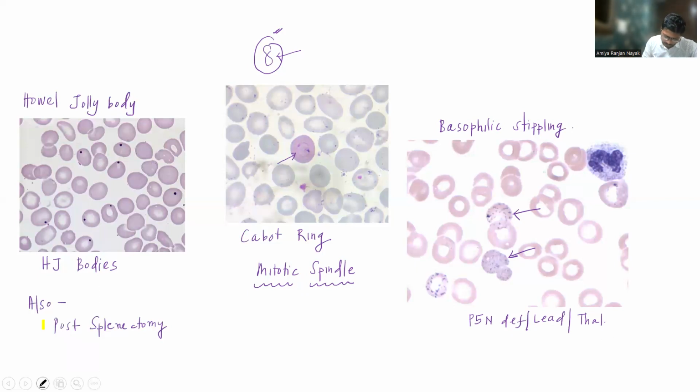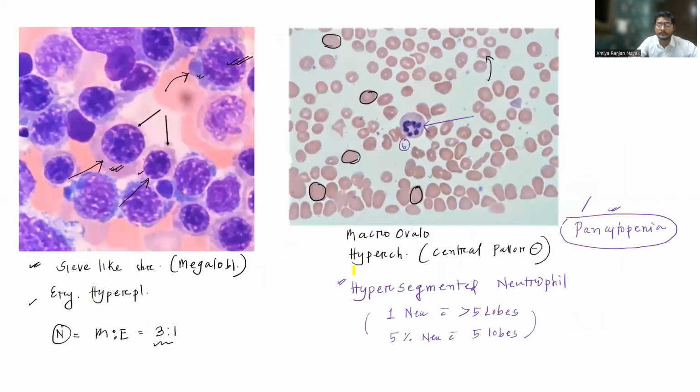So these are all the points that you have to remember for megaloblastic anemia: Howell-Jolly bodies, Cabot ring, and basophilic stippling. Basophilic stippling is found in pyrimidine 5' nucleotidase deficiency, lead poisoning, thalassemia. In lead poisoning, lead can inhibit pyrimidine 5' nucleotidase. That is why in lead poisoning also you are going to get basophilic stippling. Howell-Jolly bodies can also be found post-splenectomy and after autosplenectomy in patients with sickle cell disease. And Cabot ring is nothing but mitotic spindle remnants. So these are all the findings that we are going to get in patients with megaloblastic anemia.